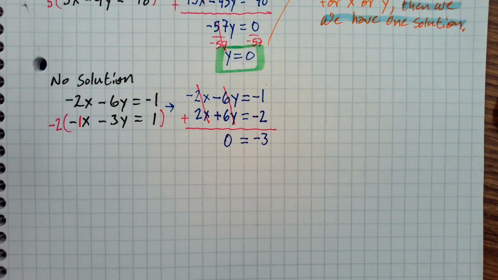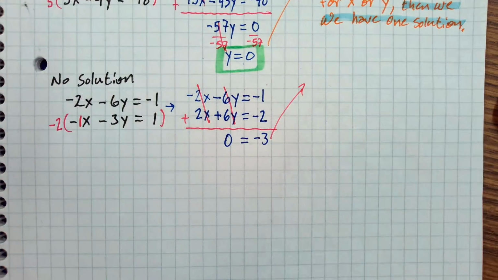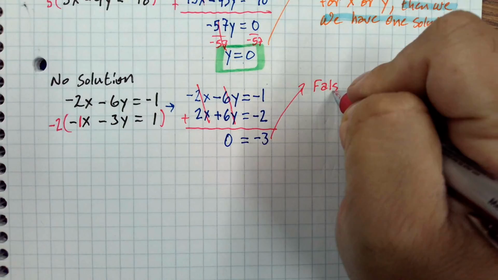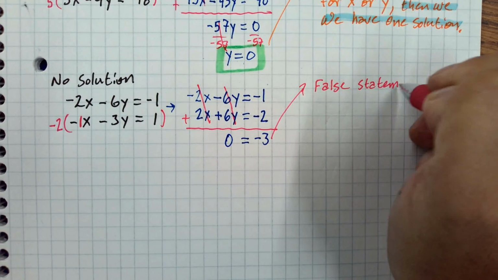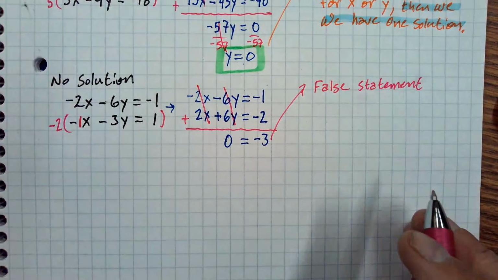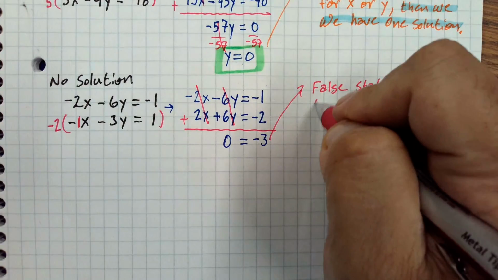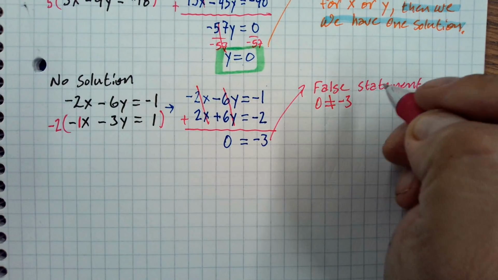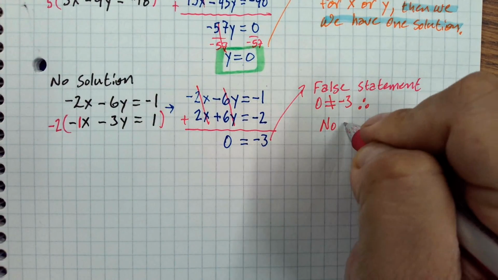So I end up, we've been down this road before, remember? Yeah, this is a statement. It's a false statement, most importantly. Here we end up with a false statement. 0 is not equal to negative 3. Therefore, no solution.